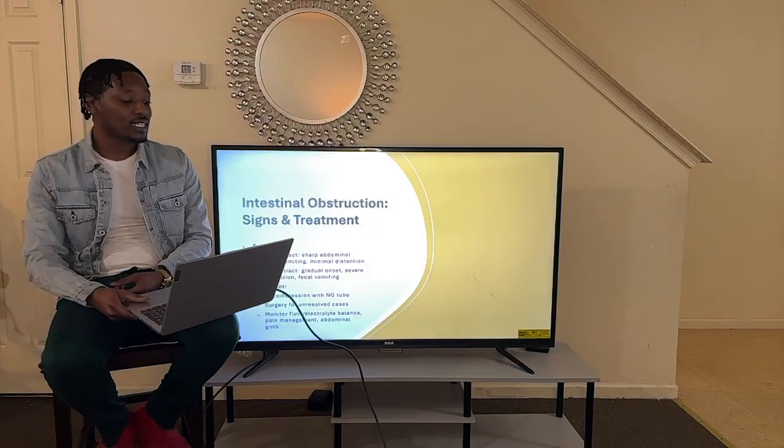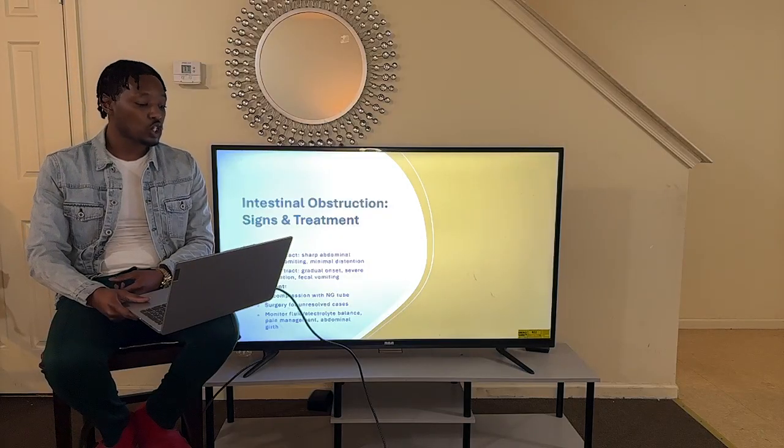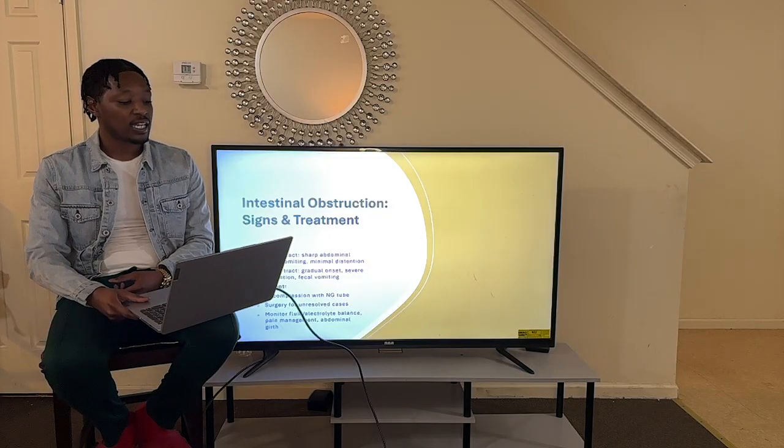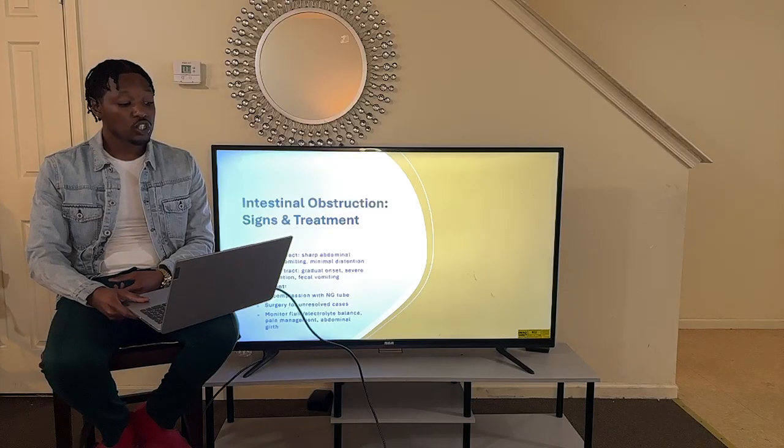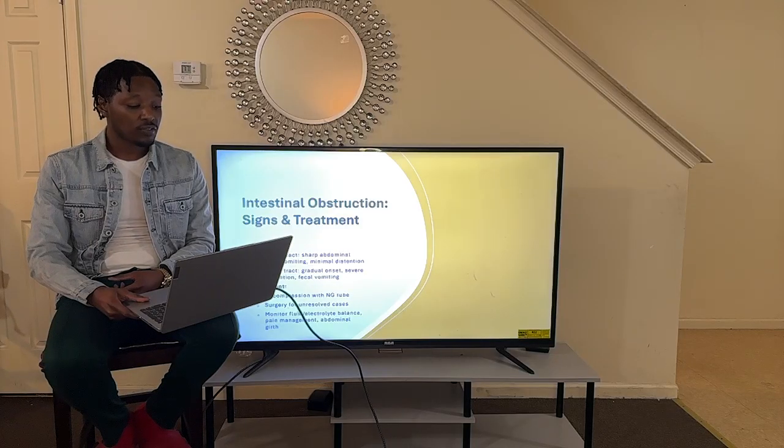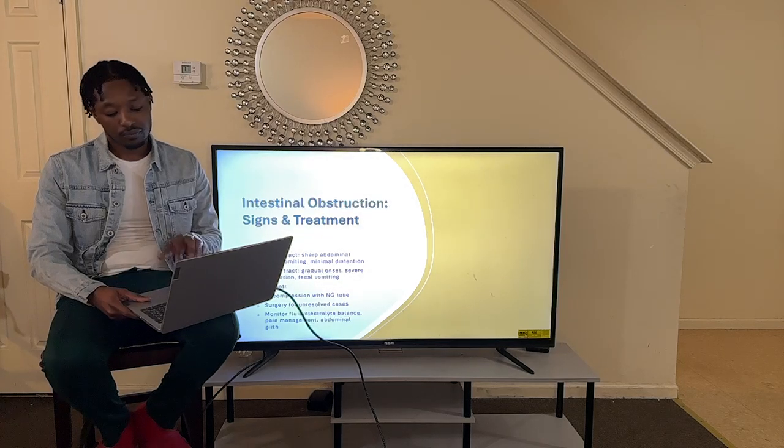Signs and symptoms include, for the upper tract, sharp abdominal pain, vomiting, minimal distension. For the lower tract, this includes gradual onset severe distension and fecal vomiting. Treatment for intestinal obstruction includes decompression with an NG tube. Surgery is also needed for unresolved cases. You also want to monitor fluid and electrolyte balance, pain management, and monitor their abdominal girth.